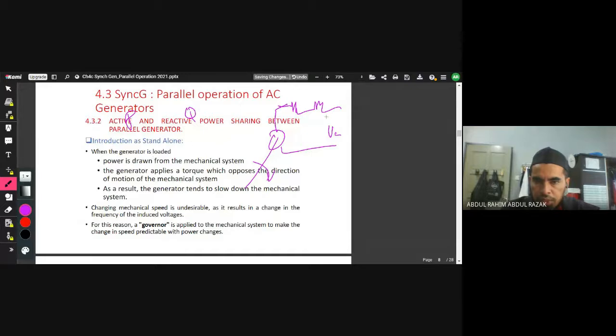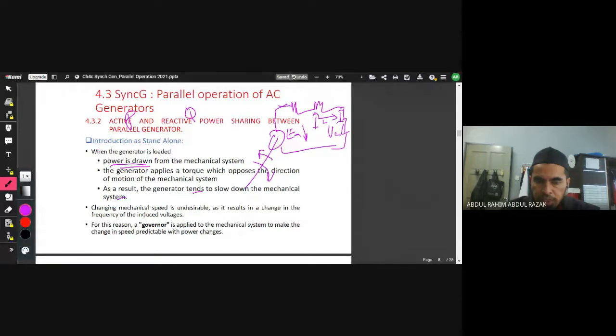So when we supply to the load or we connect to the load, the current will be drawn. Actually, the load will draw the current. So power is drawn. So when it draws the current, the voltage tends to drop, and also the speed will decrease. So the generator tends to slow down the mechanical system.